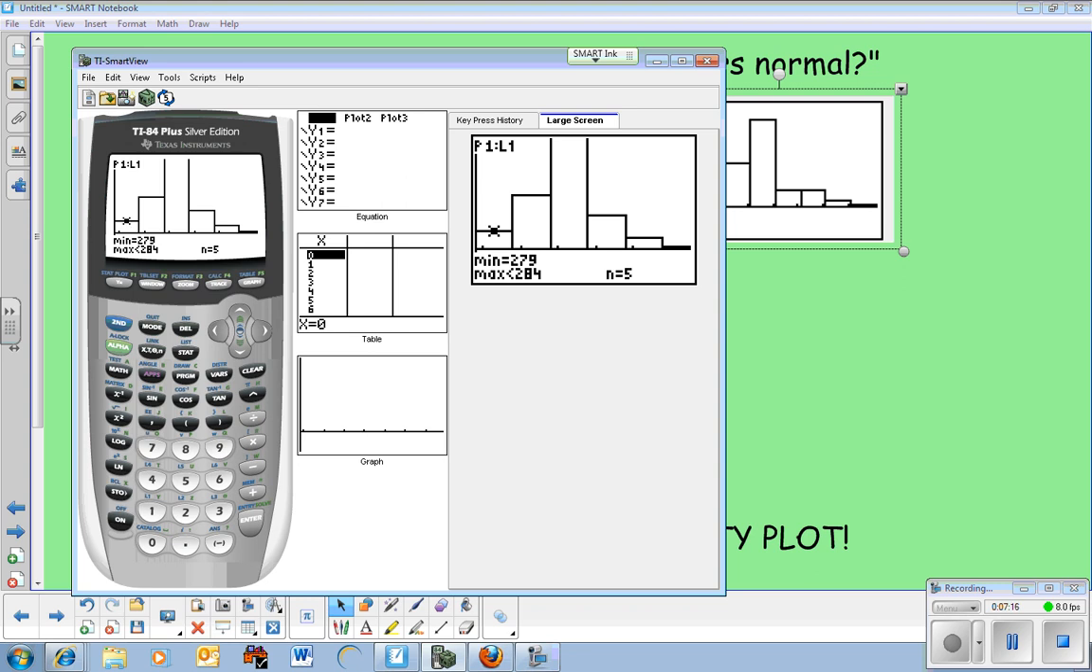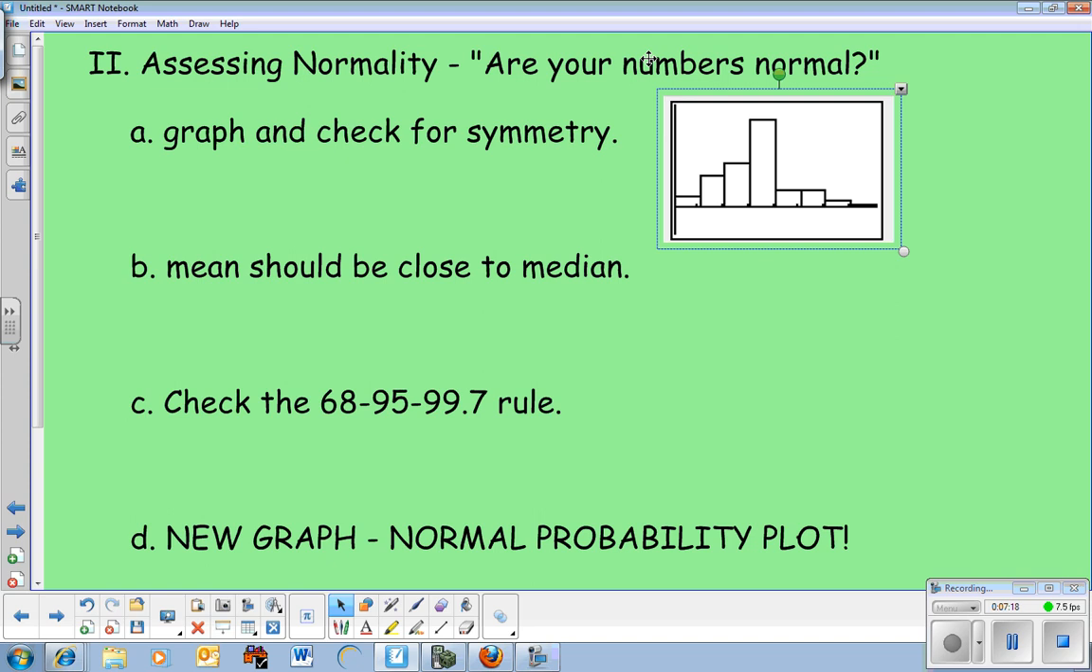So anyway, there's one way. We're going to look at a graph and check for symmetry. Number 2, if it's in fact normal, the mean and median should be the same. That's one aspect of a normal graph. Because of the symmetry, the mean and median should be relatively the same.